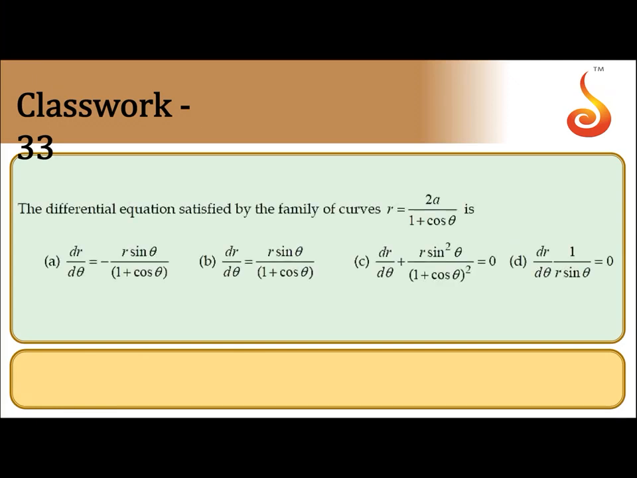Next, 33. R is equal to 2a by 1 plus cos theta. Theta is the independent variable and R is the dependent variable, so you are differentiating R with respect to theta, where a is a constant. Bring 1 plus cos theta to the left hand side, multiply by R, which is equal to 2a. Differentiating once, 2a will be eliminated, that will be 0.